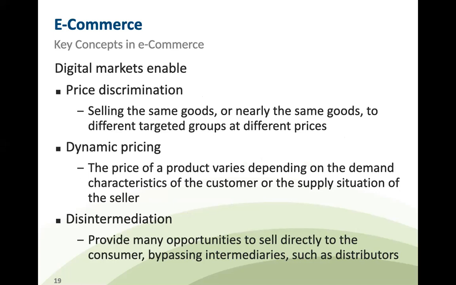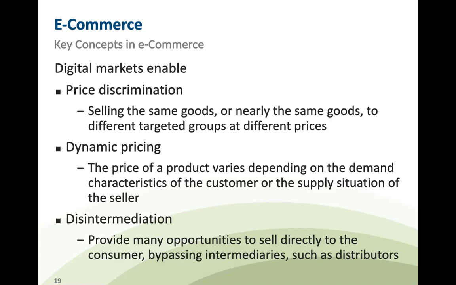Through a digital market, that can be facilitated. You can categorize your customers, and according to the categories you identify, depending on the targeted group, you can charge different prices for the same good. Maybe minor differences are there, still the same good, but different prices. So price discrimination is that.